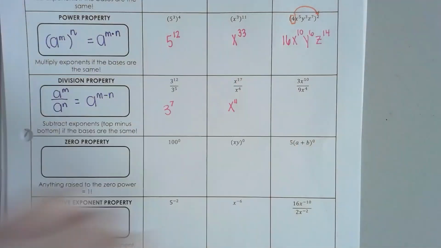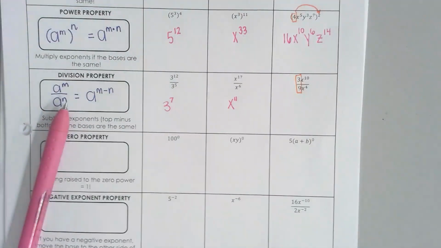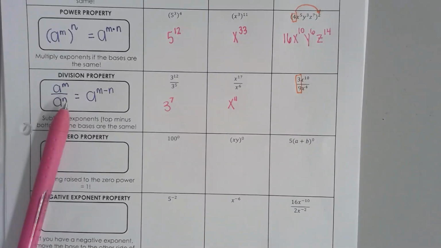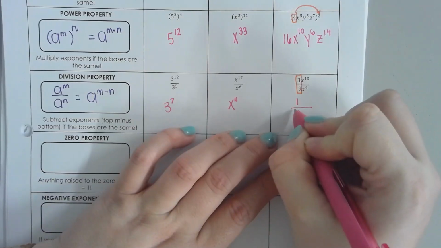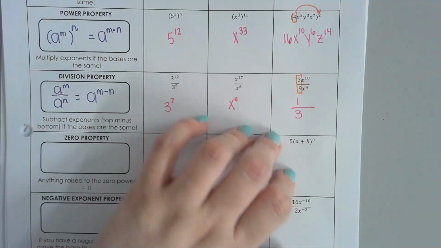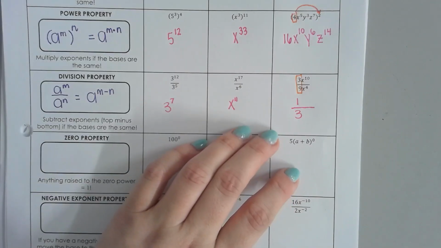When you have numbers in the front, like this 3 over 9, we're not going to subtract those numbers because they're not exponents. It's a normal division. 1/3. Keep this whole thing a fraction. Don't put 1/3 and then something beside of it. Make it one big fraction.